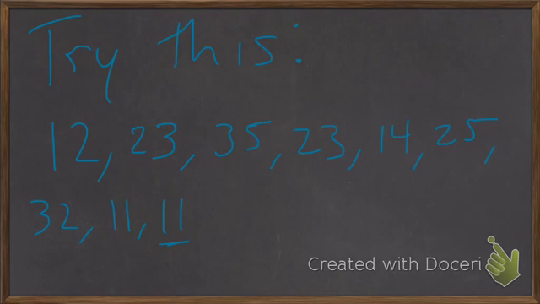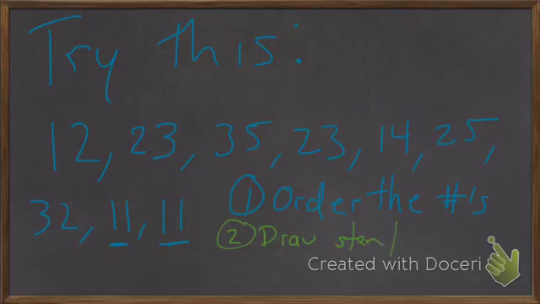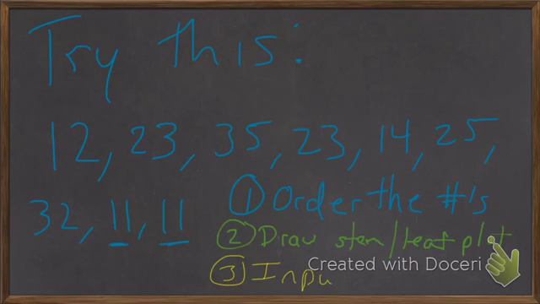But we're going to get rid of that because we want to make sure that you know it's 2 different 11s. Okay, let's follow the steps. Step 1, order the numbers. And then you're going to have enough space there. I'll make it fit. Order the numbers. Step 2, draw the stem and leaf plot. And 3, input the numbers. That's not hashtag, that's numbers, okay? Hashtag know your math symbols.